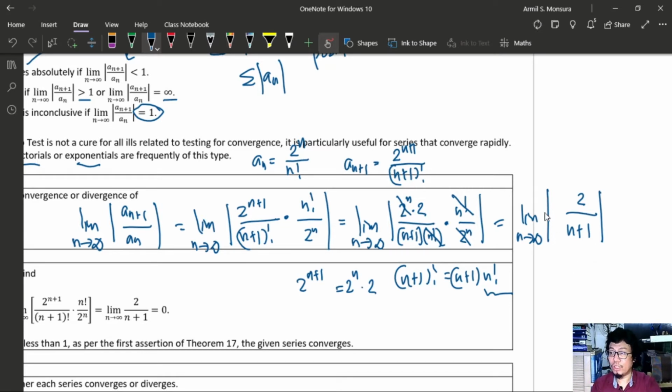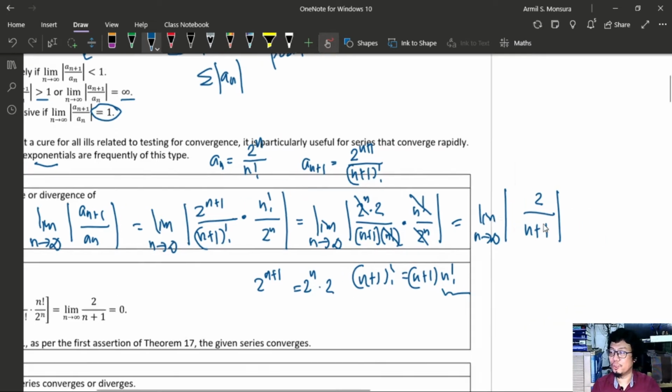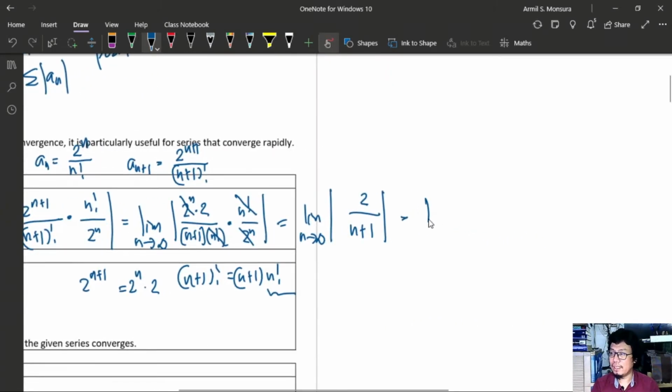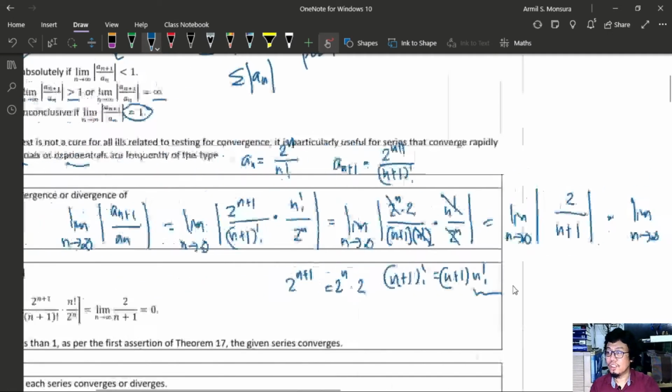So we need not have the absolute value here because 2 raised to n over n plus 1 is basically a positive number. So we'll just have it as the limit of, and then I'll divide the numerator and the denominator by n. So I'll proceed by having this as 2 over n divided by 1 plus 1 over n. So that when I evaluate the limit, this is 0, this is 0. So this becomes 0. So the limit of this is 0.